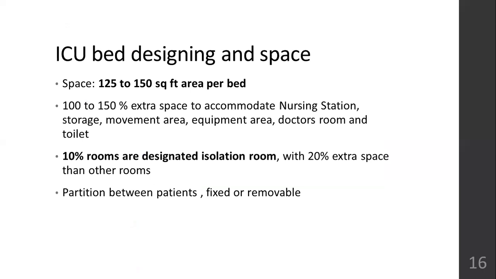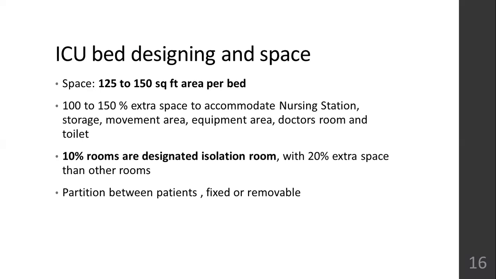So the ICU bed designing space, 125 to 150 square feet per patient area. If it is a tertiary level hospital, if you have more than 20 ICU beds, at least 100 square feet per bed has to be provided. 100 to 150 extra space to accommodate nursing station, storage, movement area, equipment area, doctors. These areas should not be congested, okay.